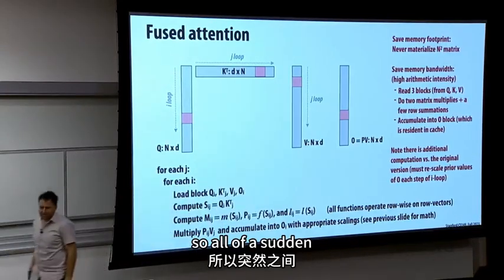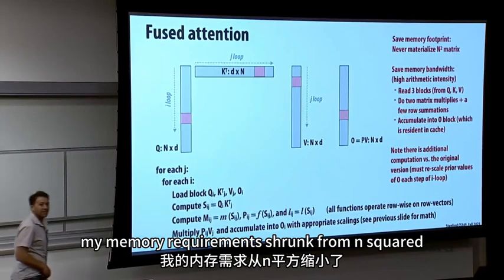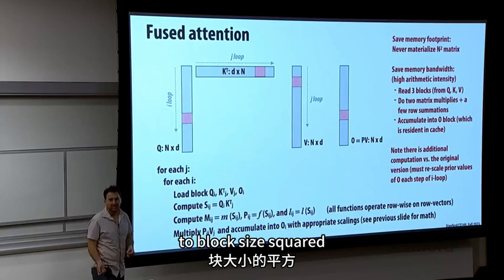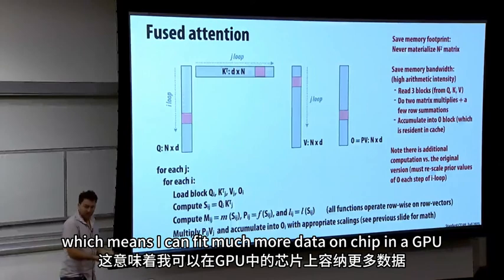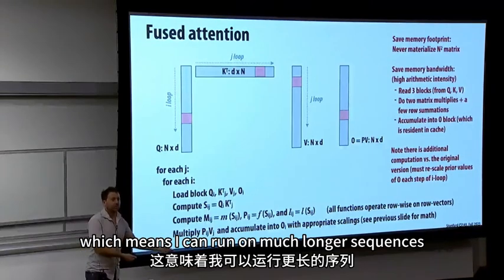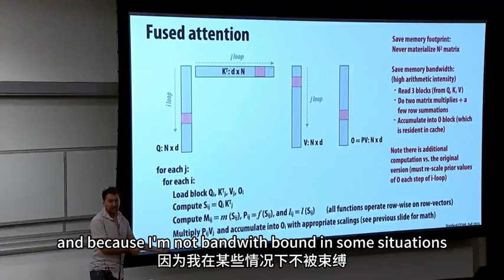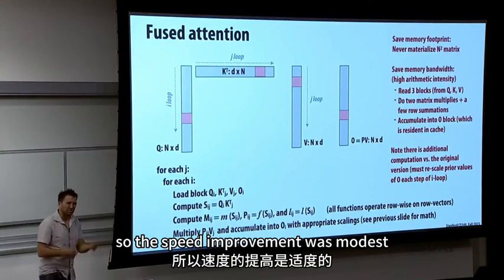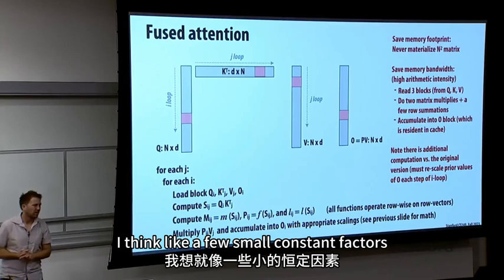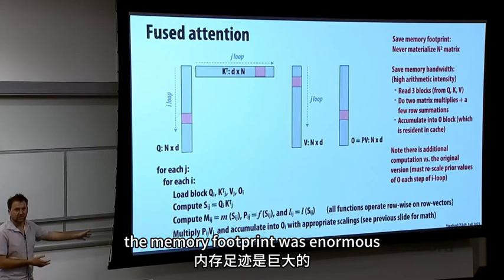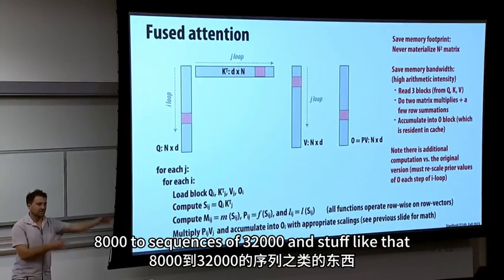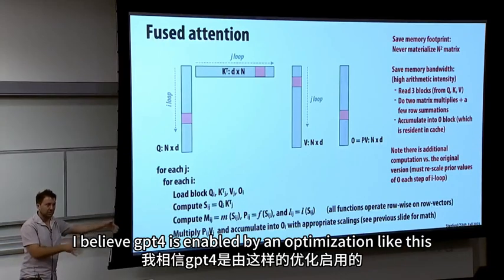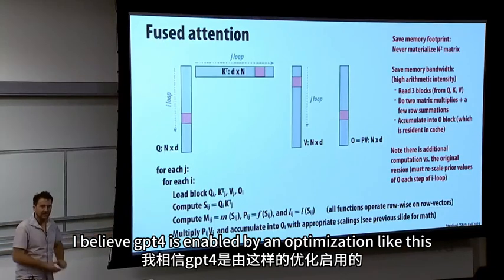So all of a sudden, my memory requirement shrunk from n squared to block size squared, which means I can fit much more data on chip in a GPU, which means I can run on much longer sequences, and because I'm not bandwidth bound in some situations, I can run faster. So the speed improvement was modest, I think like a few small constant factors. The memory footprint was enormous, and that moved us from sequences of length 8,000 to sequences of 32,000 and stuff like that. I believe GPT-4 is enabled by an optimization like this.